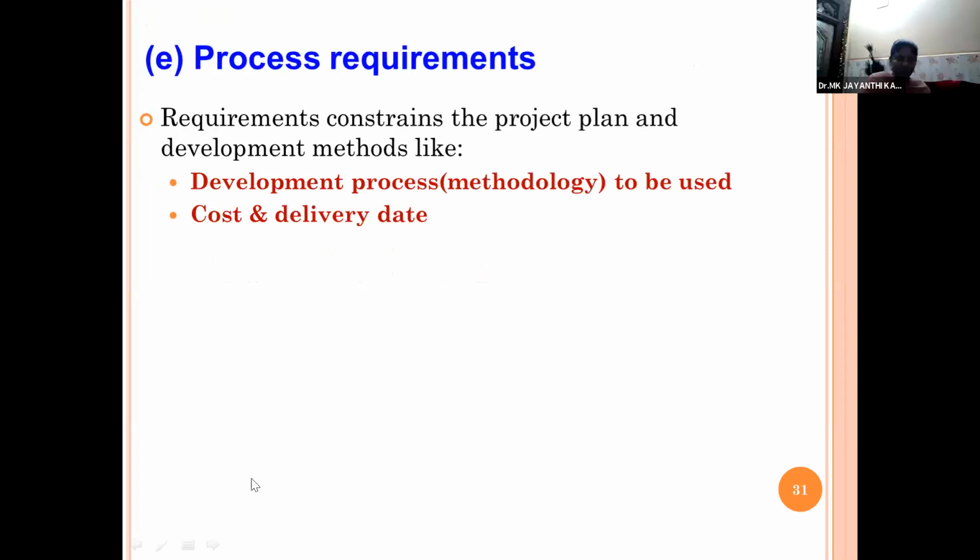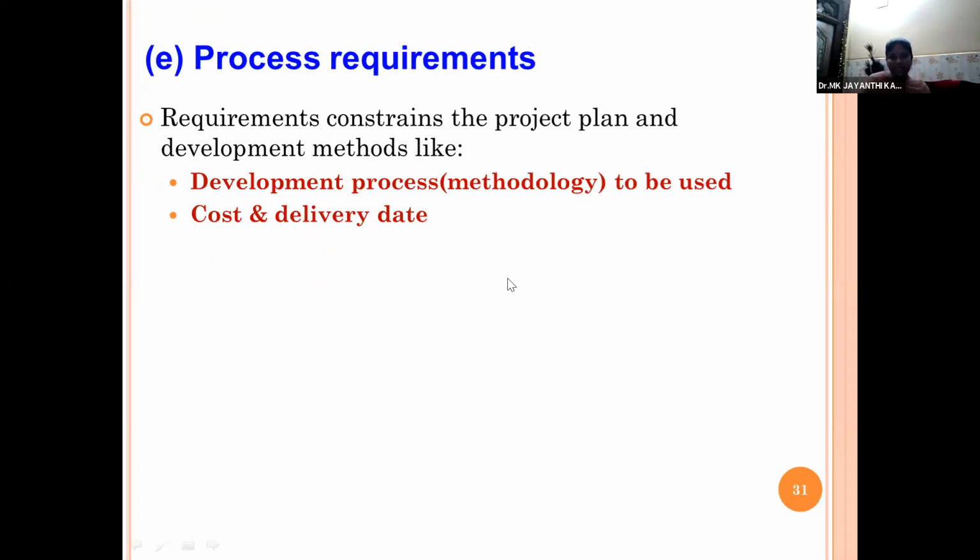And process requirements. The requirements constrain the project plan and the development methods, like the development process to be used, cost and delivery of the project. So how much time we need to deliver the project, how much money we need to spend to make use of the project, and any special equipment or methodology we need to use the software. Those are the process requirements. To run your project, what are the requirements it needs? So that also plays an important role.